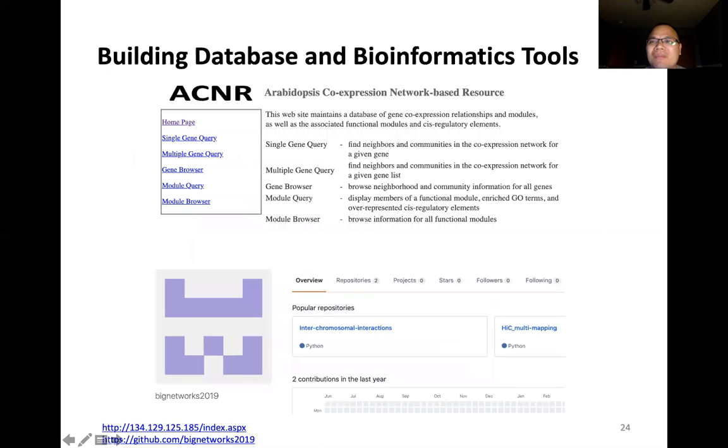In my other research, we also build databases and bioinformatics tools to help other people. For example, the first picture is a database for Arabidopsis. It's a plant, and we try to identify the clusters, modules and patterns in Arabidopsis. The second one contains 2 tools, and they are based on chromatin interaction. If you're interested, there are 2 links at the bottom, and you can access them and play with them.